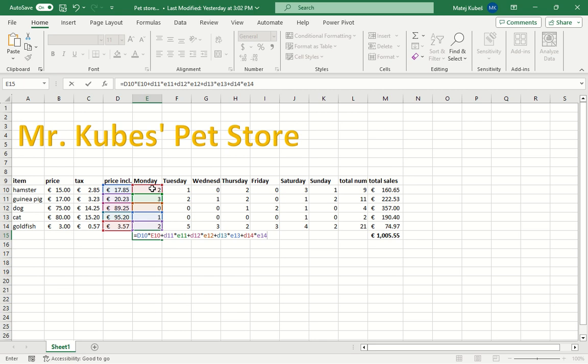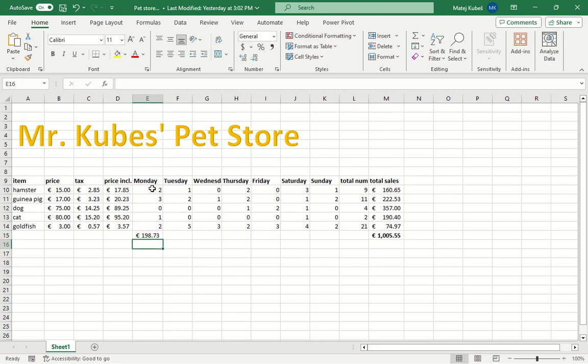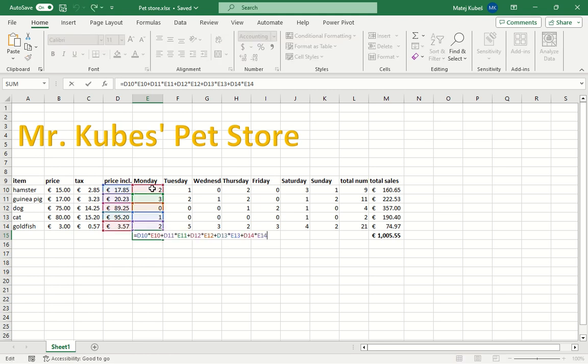So now we have done this, the daily sales for Monday, okay, which looks like I should have at the end of the day, when closing the store, 198 euros and 73 cents in the cash register. If I press F2 to inspect the cell, it shows you the formula, color codes it for you, so you can see that it's this times this plus this times this and so forth.